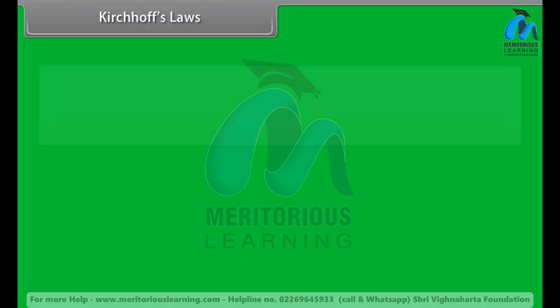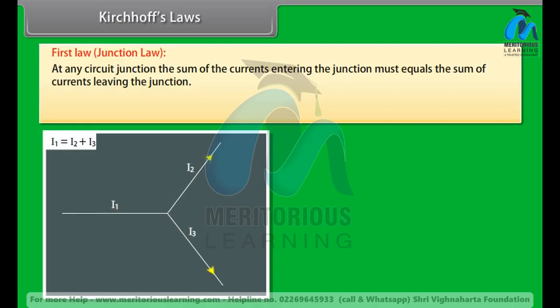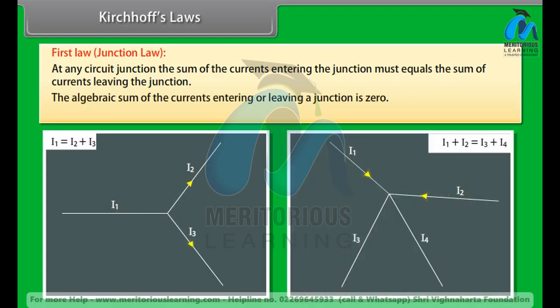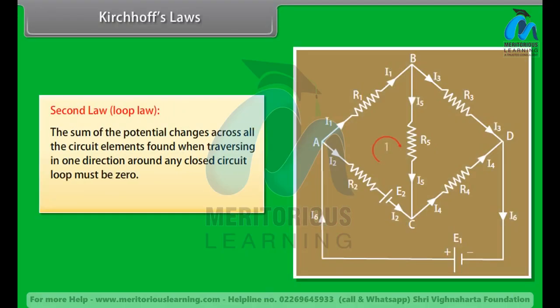Kirchhoff's laws. The first law states that at any circuit junction, the sum of the currents entering the junction must equal the sum of the currents leaving the junction. The algebraic sum of the currents entering or leaving a junction is 0. Summation of I is equal to 0. The second law states that the sum of the potential changes across all the circuit elements found when traversing in one direction around any closed circuit loop must be 0. Summation of delta V is equal to 0.